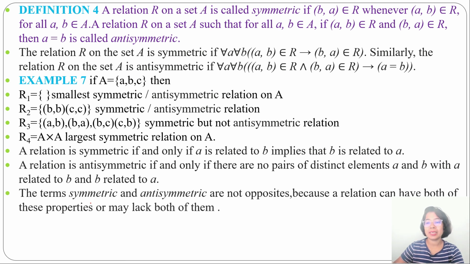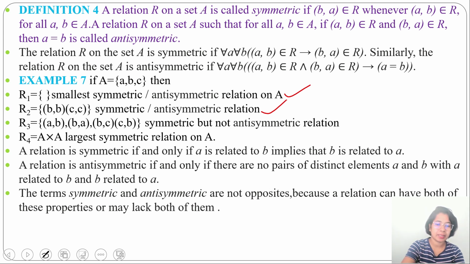The terms symmetric and antisymmetric are not opposite. In some relations, you can see it is both symmetric and antisymmetric. Like here, the empty set is both symmetric and antisymmetric. R2 is both symmetric and antisymmetric. If (a,b) is present, then (b,a) must be present. In this relation, just (b,b) and (c,c) are present. Just diagonal pairs are present. As (a,b) is not present, (b,a) is not required. It is symmetric. Also, it is antisymmetric.